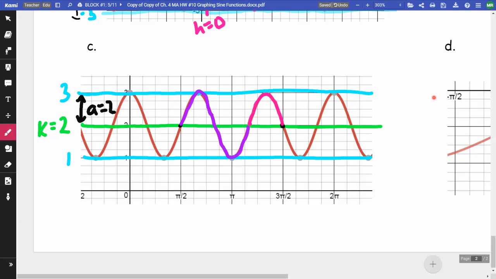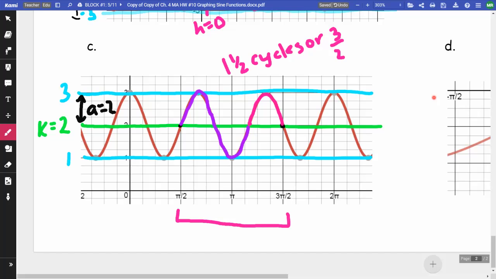So I've done 1.5 cycles, or 3 halves. So I can consider that as my B. Well, I shouldn't say that is my B. That's how many cycles I have within this distance. So let's be clear, within this distance. And this distance is pi. So within pi, I had 3 halves.